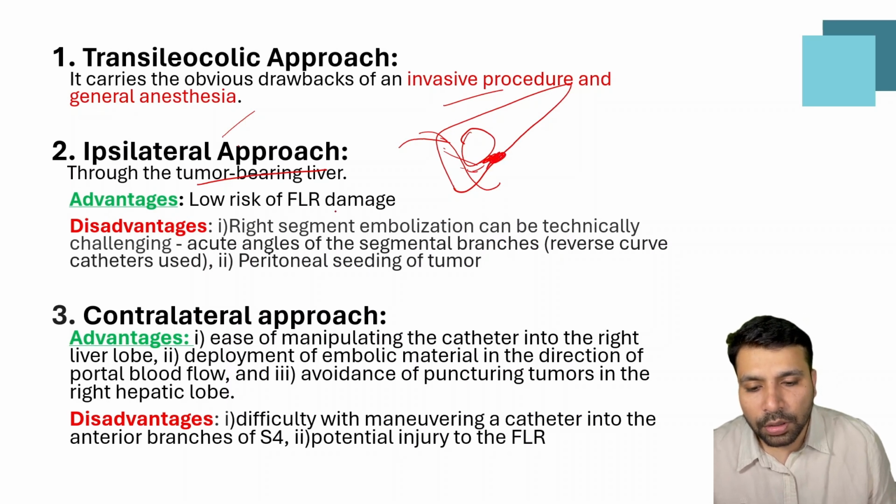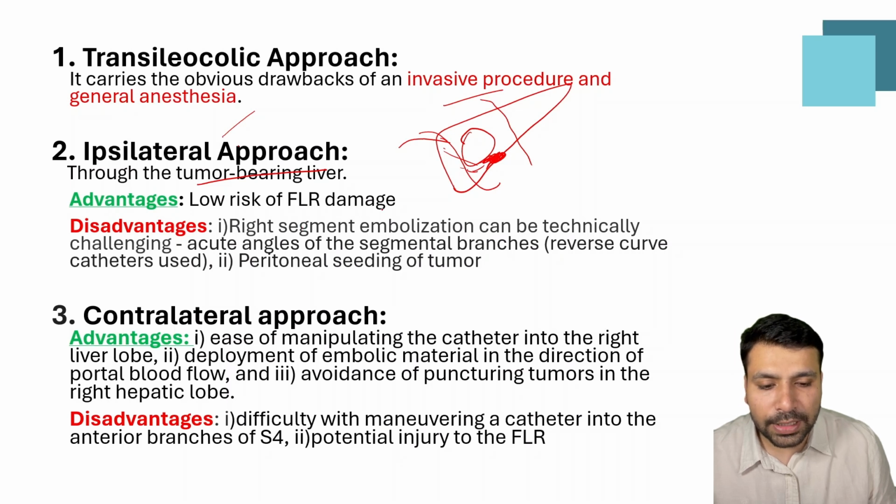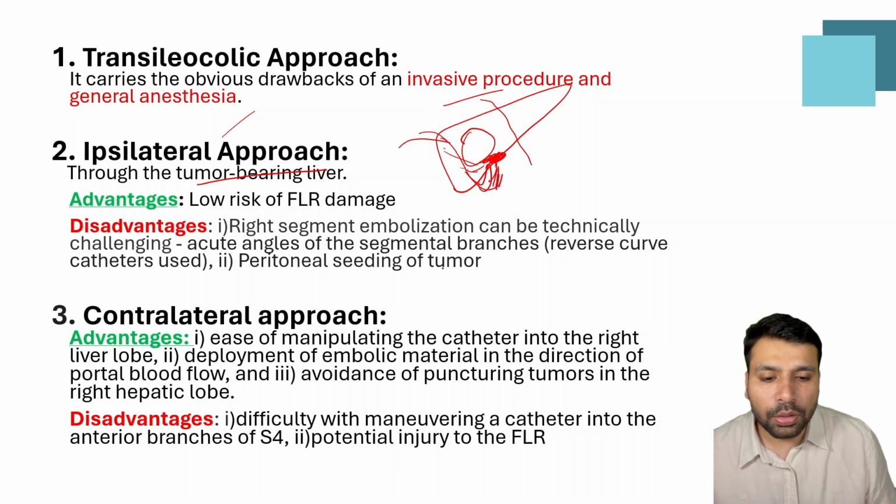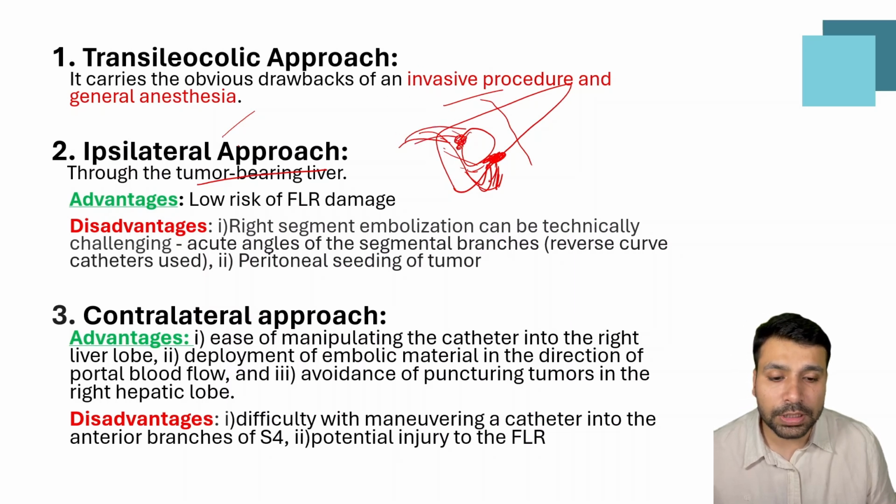The advantage is you are not damaging the FLR. You are not entering through here, so you are not damaging the FLR. The disadvantage is that right segment embolization can be challenging. Why? Because you have acute angles to go to the segmental branches. Reverse catheters are used. Also, when you go through the part which has tumor, you can cause peritoneal seedings.